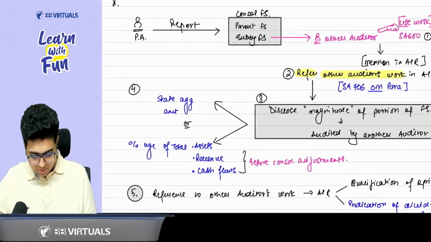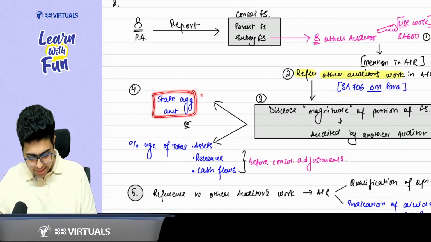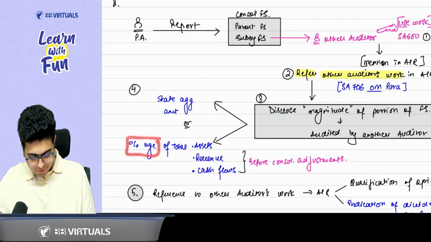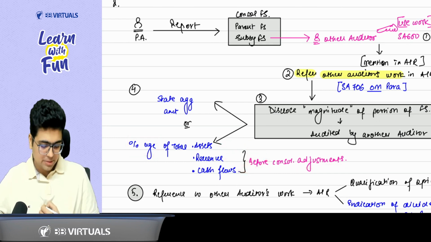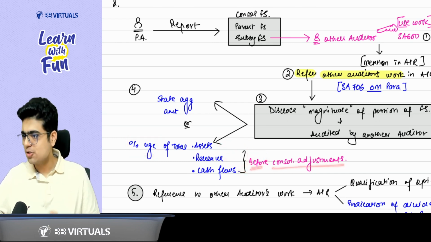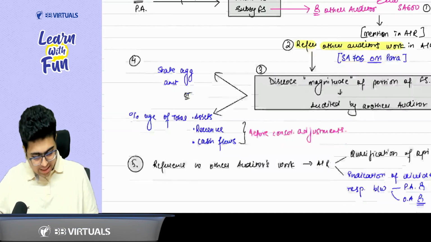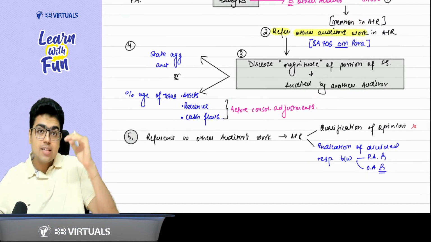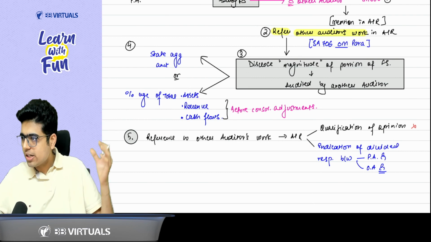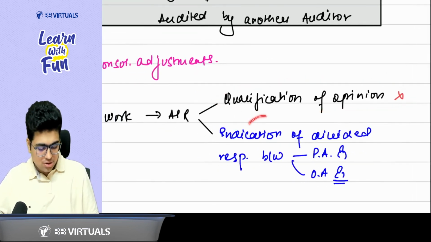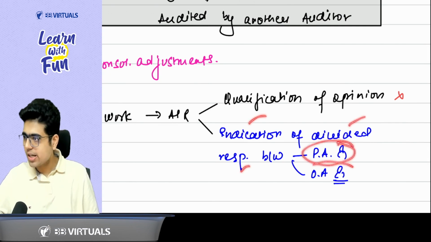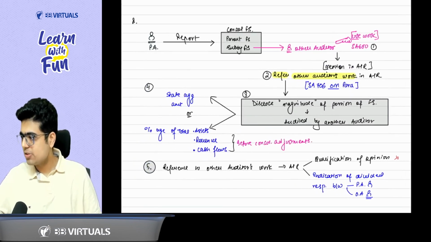How to mention this magnitude? This is the fourth point. You can mention the aggregate amounts or a percentage of the total assets representing the balance sheet, revenue representing the P&L, and cash flows representing the cash flow statement. These figures should be before consolidation adjustments. Yes or no? Yes, sir. And lastly, clarify that the reference to the other auditor's work in the audit report is not a qualification of opinion, rather an indication of divided responsibility between the principal auditor and the other auditor. So these are the 5 points you need to cover.